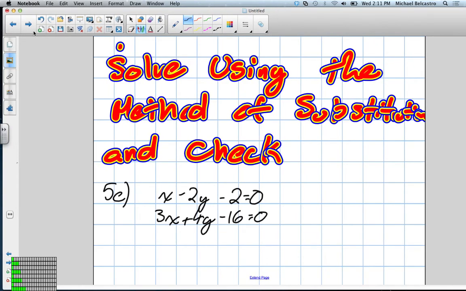Okay, we're going to solve using the method of substitution, and we're going to check. Now, this question is far more complicated than the last question we have done. Okay. We have two equations.